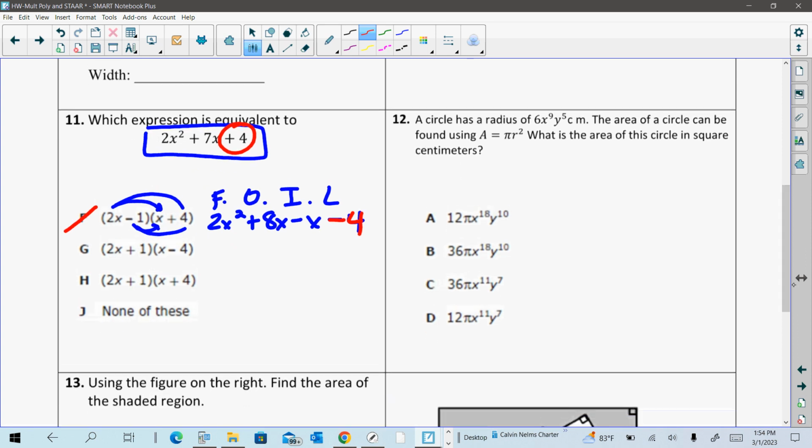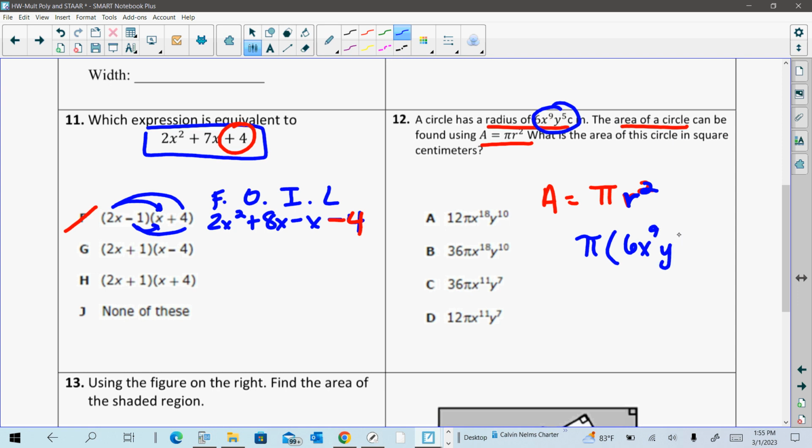And here, they give us the radius. They want us to find the area of the circle using this formula. Area equals pi r squared. The key here is we're going to substitute our r squared for this expression. So if I substitute in, we use parentheses, and in parentheses we're going to have 6x to the 9th, r to the 5th.